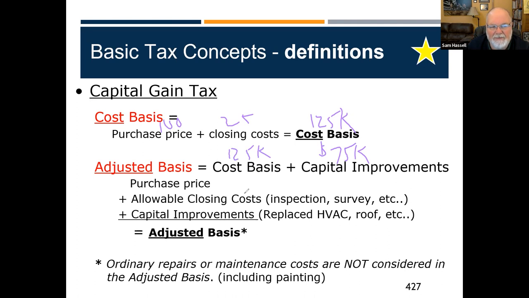An adjusted basis. So our purchase price is 100, our allowable closing cost is 25, and then our capital improvements. That's going to give me an adjusted basis of $200,000. So now that's my real cost of ownership here. Ordinary repairs such as painting and general upkeep and maybe a new rug are not going to count as capital improvements, but a new room, a deck, pool, a new roof, HVAC, all of those things would count. So let's say now my cost of acquisition here is $200,000. All right, let's look at the next slide.